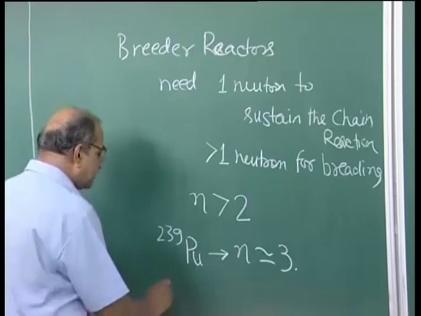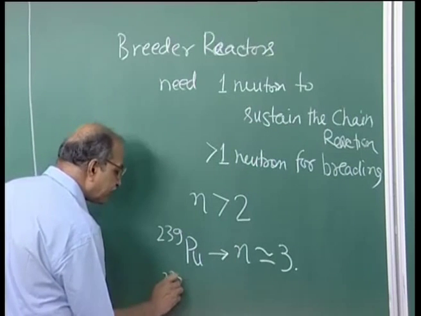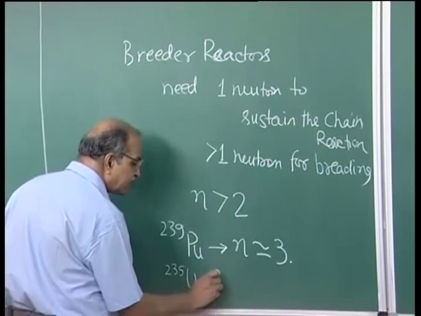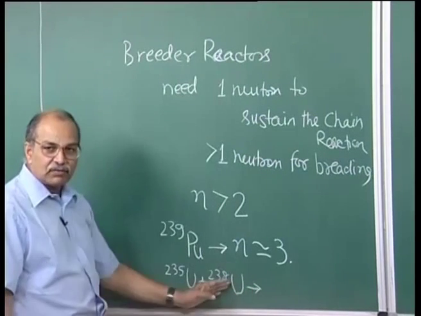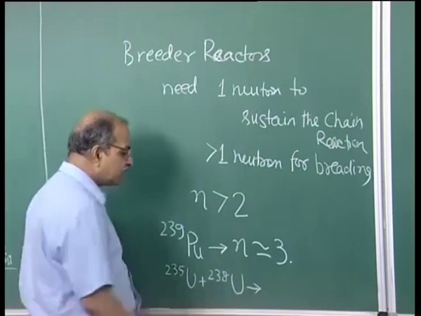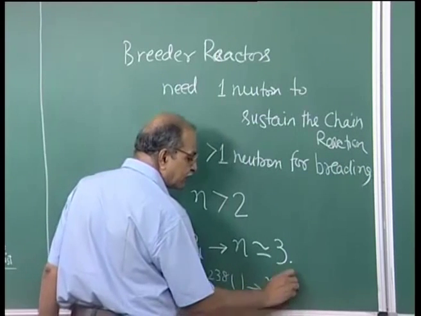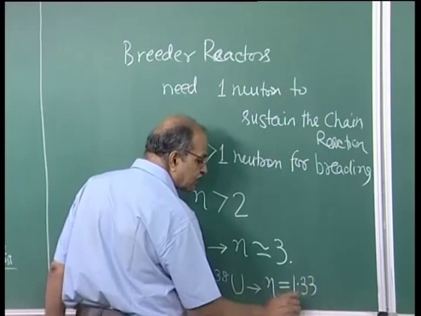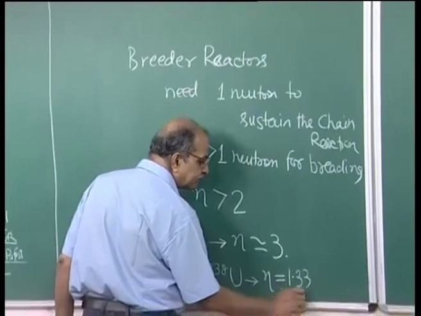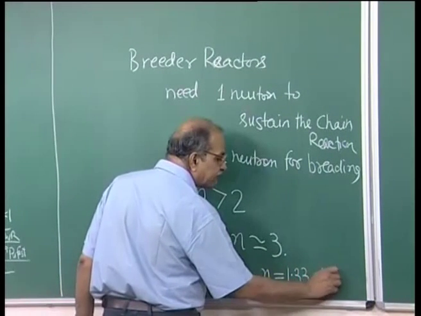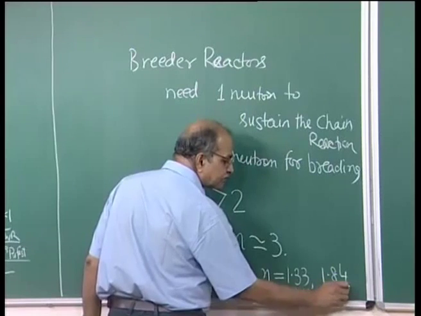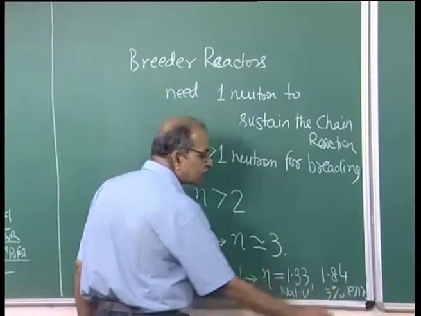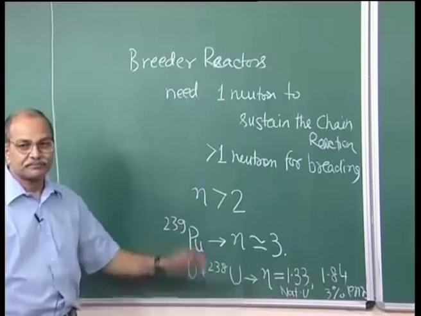With uranium 235 plus uranium 238, the usual fuel in the nuclear fission reactors, that will give you eta, say, 1.33 for natural uranium and 1.84 for 3% enriched uranium. Now, this cannot be used.